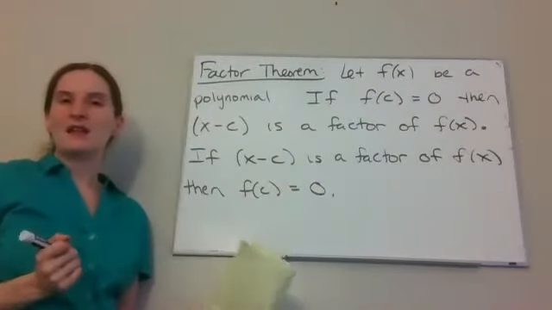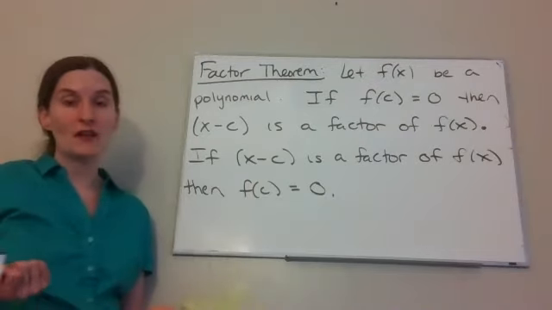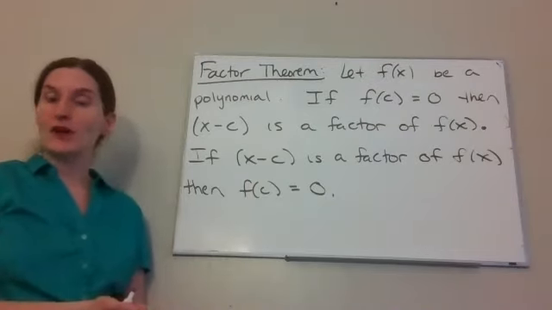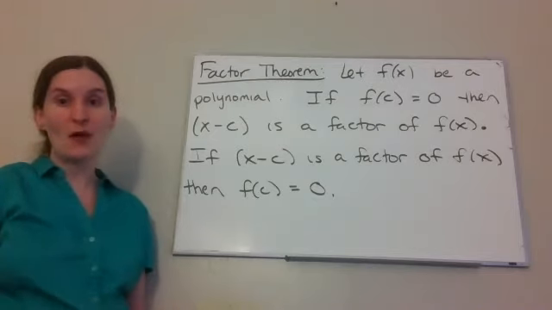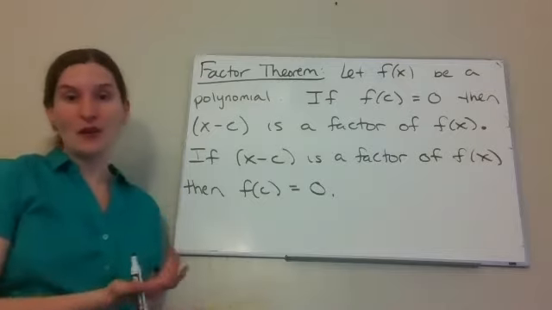So what this tells us is that your zeros and your factors are related to each other. If you know the factors of a polynomial, then you know all of the zeros as well. And if you know all of the zeros, you know all the factors.